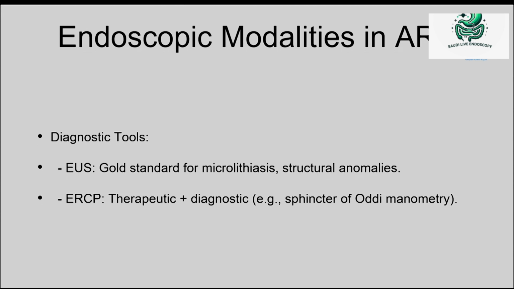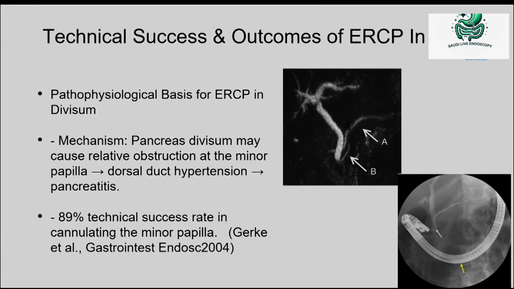So endoscopic modalities in acute recurrent pancreatitis: you use EUS for diagnosis, and ERCP for therapy, mainly if the patient has pancreatic divisum or if you're going to do sphincter of Oddi manometry. So let us see the technical success and outcome of ERCP in patients with acute recurrent pancreatitis, where you diagnose that this patient has pancreatic divisum. We know pancreatic divisum causes pancreatitis due to dorsal duct obstruction. So if you decide to do an ERCP for this kind of patient, we have to know the success of cannulating the minor pancreatic duct is reaching 89%, and it has to be done in long axis.